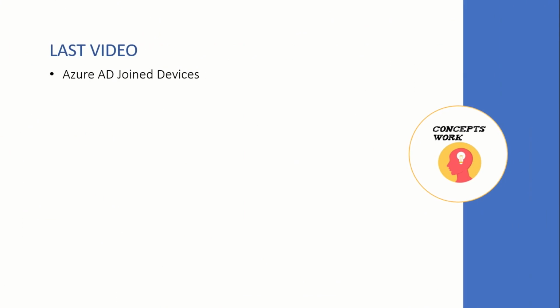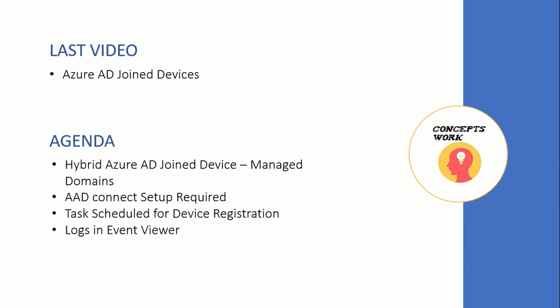So in the last video I discussed Azure AD joined devices, and the agenda of this video will be knowing how you should configure or apply different settings if you want to enable the feature of hybrid Azure AD join for your environment. What are the changes that you have to do on AAD Connect? And then we'll talk about the task which is already created on a Windows 10 machine, and when it gets enabled, how it gets the device registered to Azure Active Directory, and what are the logs that you can refer to in order to troubleshoot if a particular machine is not getting hybrid Azure AD joined.